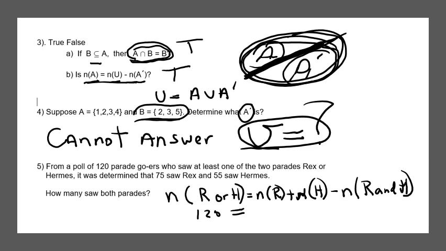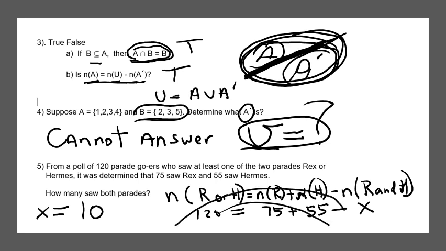The number that saw Rex, 75. The number that saw Hermes, 55. We don't know how many saw both, so we solve for x, and when we solve for x, we will get x is equal to 10. Think about it. 75 and 55 is 130. Move the x over here, the 120 over here. 130 minus 120 is 10. So the number that saw both is 10.